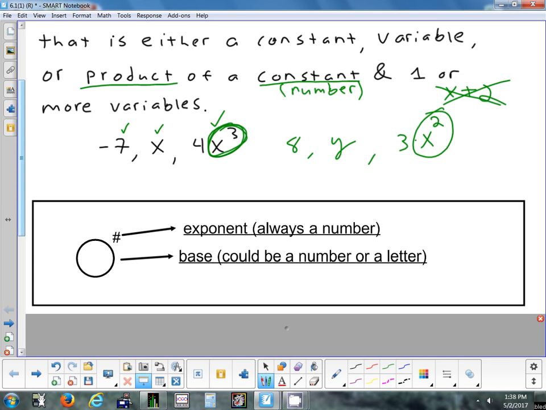Okay. Exponent is always a number. The base could be a letter or a number. That's a monomial. It's a monomial that has a number for the base and it has a number for the exponent. Okay, both.